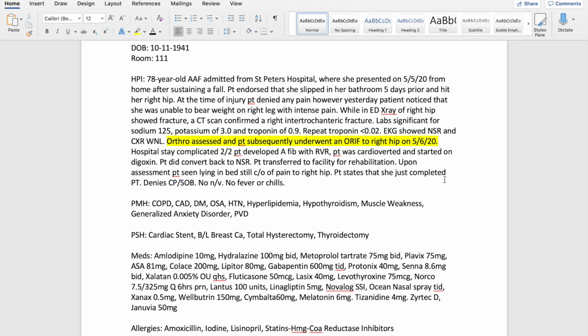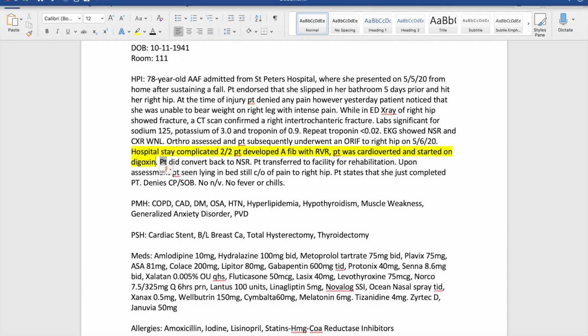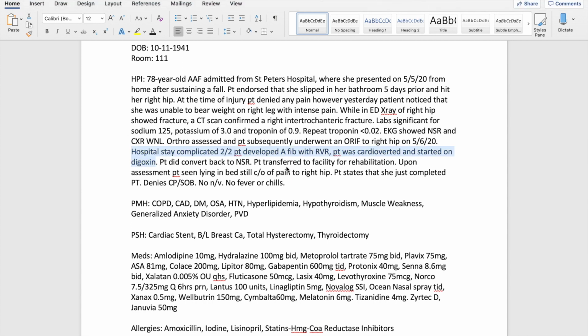Also, if anything happened while the patient was in the hospital other than what she went for, anything that complicated the patient's stay, you really want to go ahead and highlight that and say that. So for here, I said that the hospital stay was complicated because the patient subsequently went into AFib with RVR. She was cardioverted and started on digoxin, and then she converted back to normal sinus rhythm. And then I go on to say that the patient was transferred to this facility for rehabilitation.